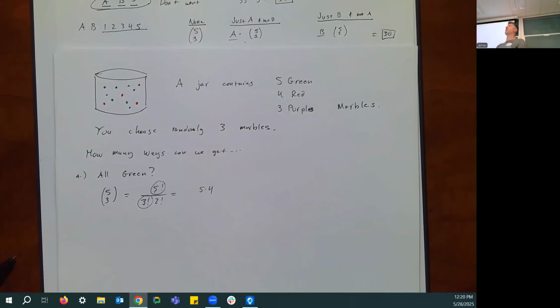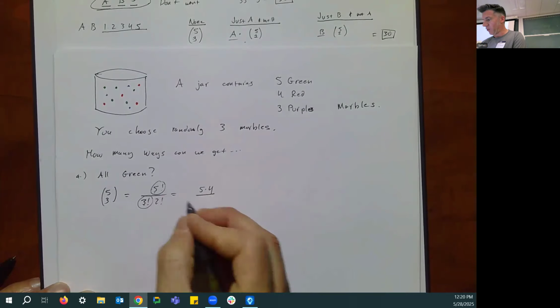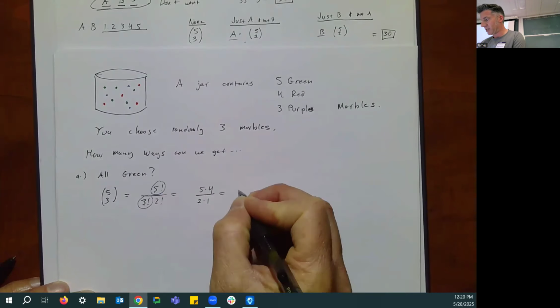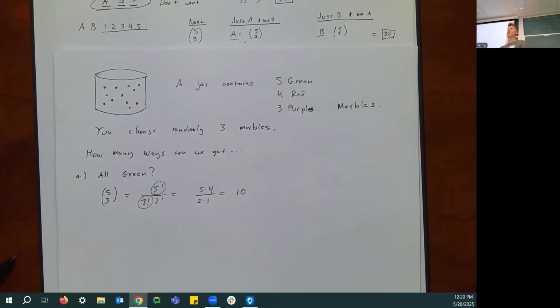So now since we're choosing 3 of them, there's only 5 to choose from. So there's 5 choose 3 ways of picking 3 green marbles. And that's going to be 5 times 4 over 2 times 1, which is just 10. So there's 10 different ways you can pick 3 of the green marbles. Again, we're pretending like they all look different.